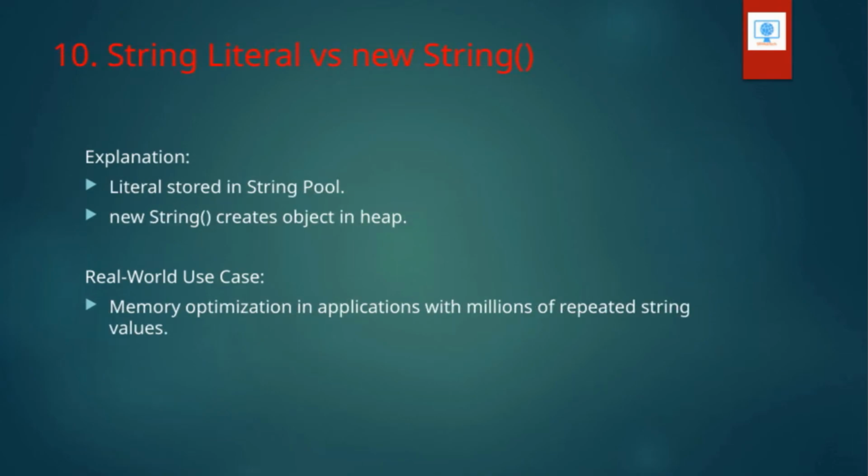So when we create a string literal in Java, it gets stored in what's called the string pool. This is a special area in memory that helps us reuse common strings efficiently. Now, if we use new String, we're actually creating a new object explicitly in the heap, which is separate from the string pool. This distinction is really important, especially when we're thinking about memory usage.